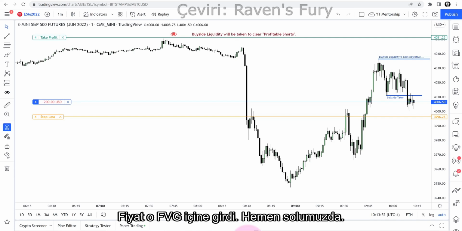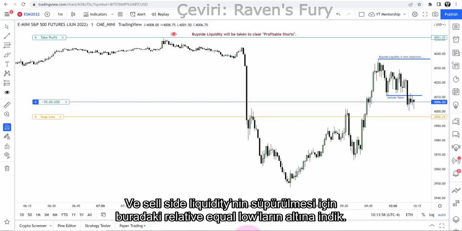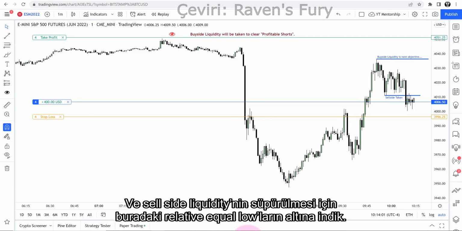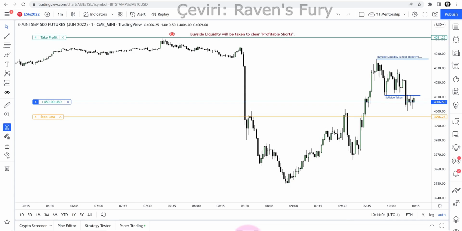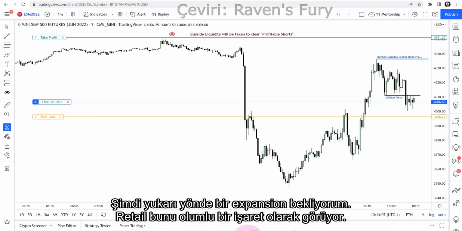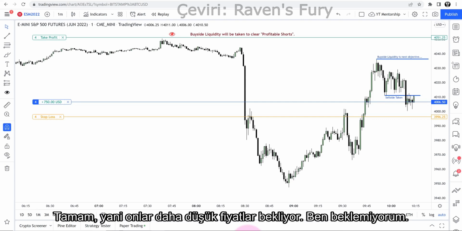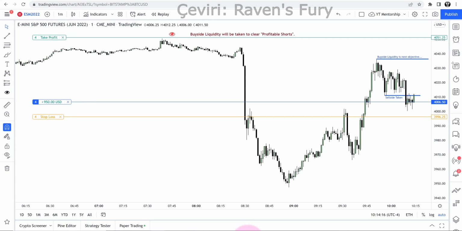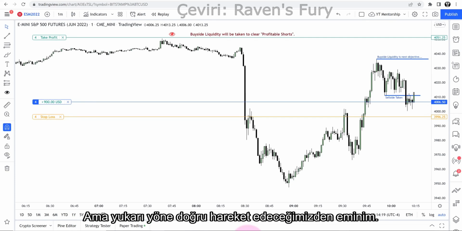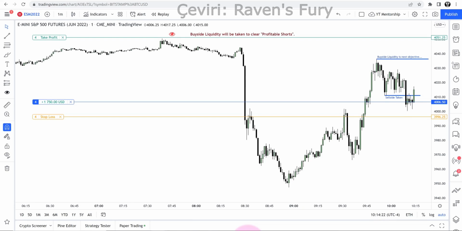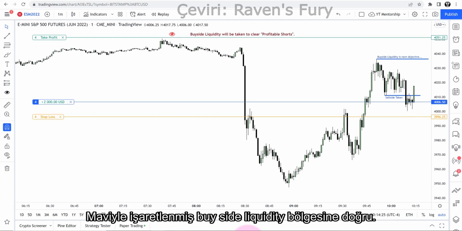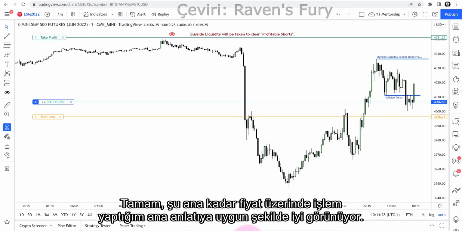So we dipped inside that fair value gap just to the left of us. And we went below to take out the relative equal lows that's noted here for the sell side liquidity being taken. So I'm looking for expansion to the upside. Retail sees that as a bear flag. Okay, so they're thinking lower prices. I'm not. Even if I'm wrong about it not going to 40.51, I'm confident that we're going to go up into the buy side liquidity that's noted in blue. Okay, so far price looks nice. It's respecting the underlying narrative I'm acting upon.